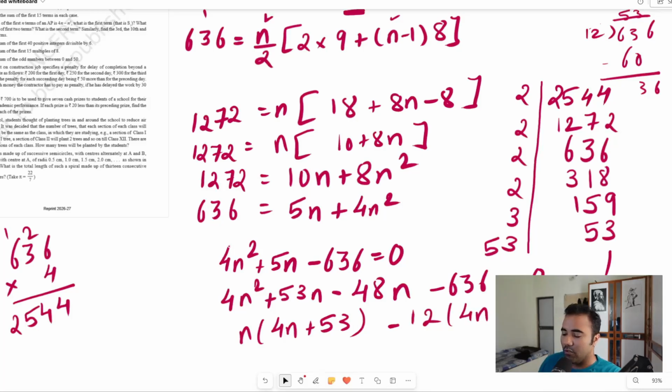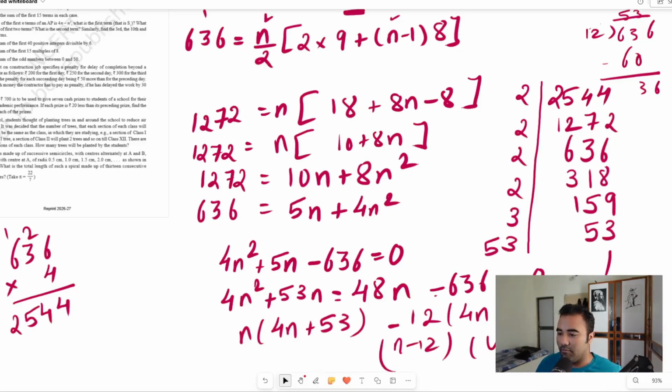Now there is one question that I must ask: how did I end up with a positive sign over here? Because here is subtract, here is minus, here is minus. How did this end up as positive? Because if I open this bracket, minus times plus becomes minus. So that is why this is positive. Now we have n minus 12 and 4n plus 53 is equal to 0.